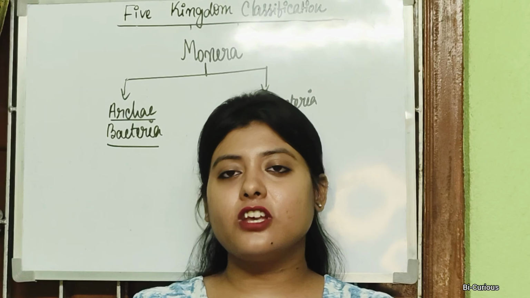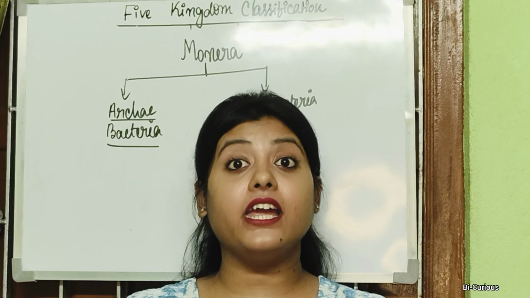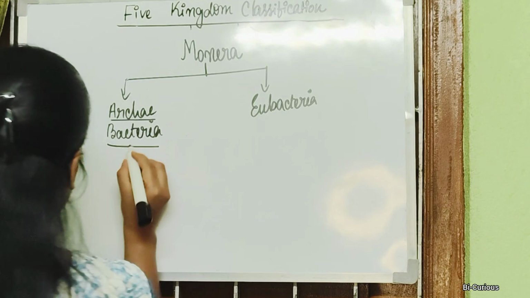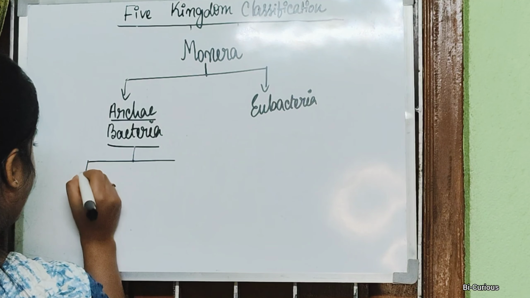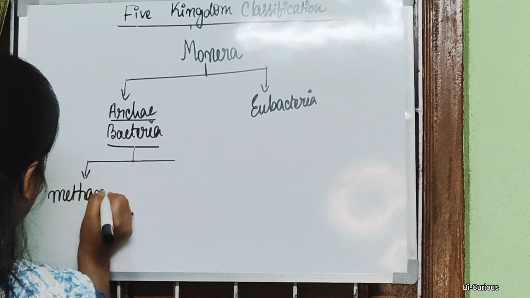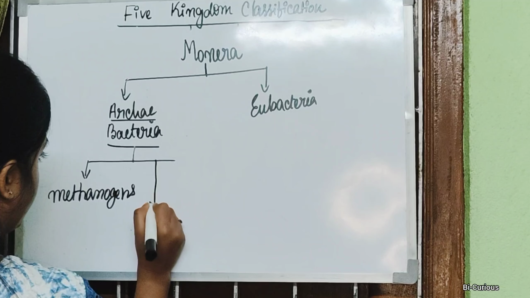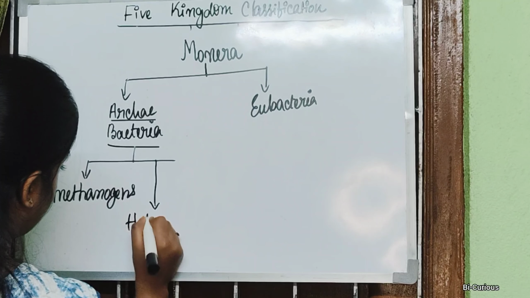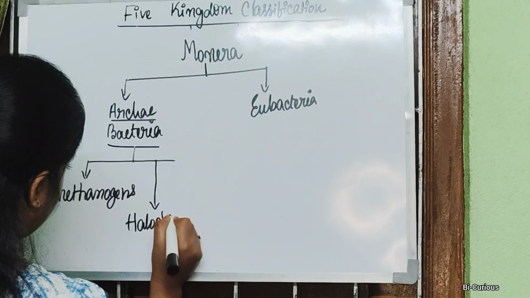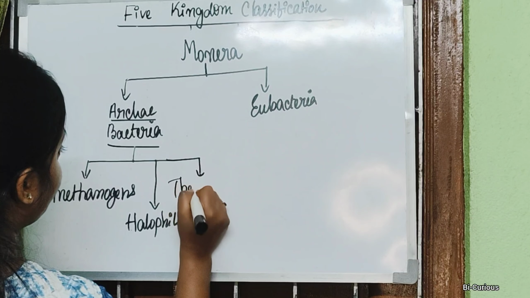Now, on the basis of their locations, we can classify the Archaebacteria into three types. The three types are, number 1, methanogens, then halophiles, and thermoacidophiles.